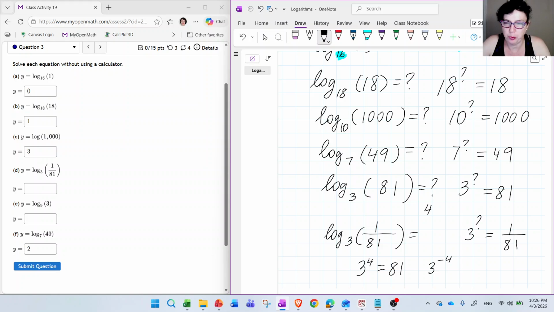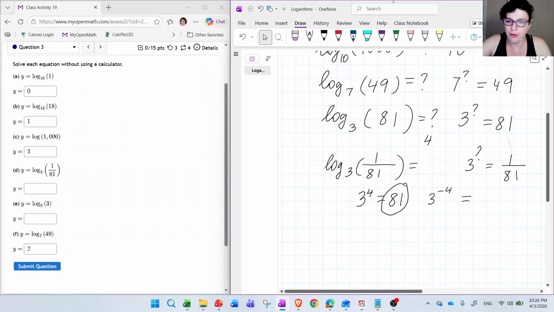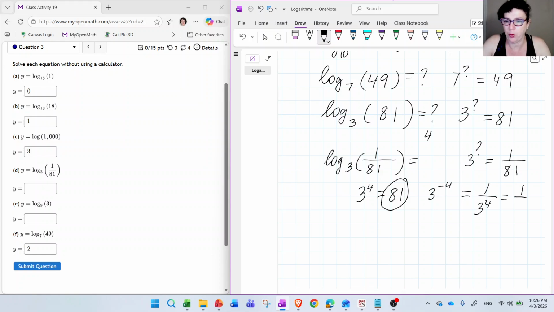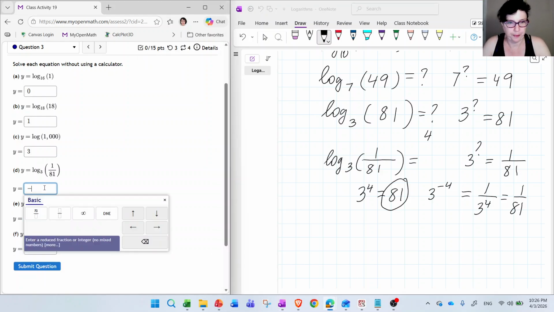No, no, no. You cannot pull out a negative from the power. What happens is that the number that you get, this 81, you need to move it to the bottom. So every time you have a negative power, it's the same thing as a positive power, but it's on the bottom. So you're going to get 1 over 81. So the answer here should be negative 4.